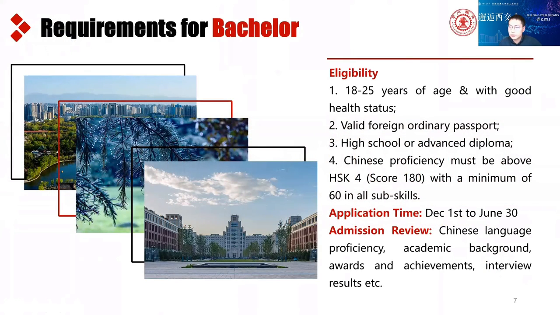The first one is the eligibility. There are some basic requirements for bachelor's, master's, and PhDs. The first one for bachelor's is the age and health limit. For age, you have to be between 18 and 25 years old and in good health to apply for bachelor's study at XJTU. After that, you have to have a valid foreign ordinary passport. The third is that you have to have a high school or advanced diploma to apply for bachelor's study. And the fourth requirement is that Chinese proficiency must be above HSK4, scoring 108 with a minimum of 60 in all subskills.